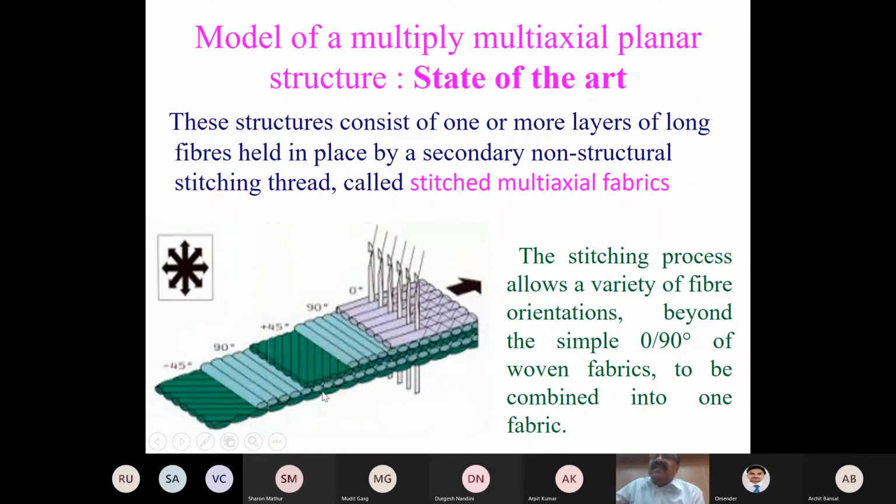We are trying to get the same advantage here, but it is stitched multi-axial, which means unidirectional fabric of multiple layers are stitched together, but kept at different angles. As you can see here, -40, +40, 90 horizontal, 0 degree that is vertical direction, so that you can find a multi-axial disposition of threads in the combined multi-layer fabric, but they are stitched, they are not integrated.